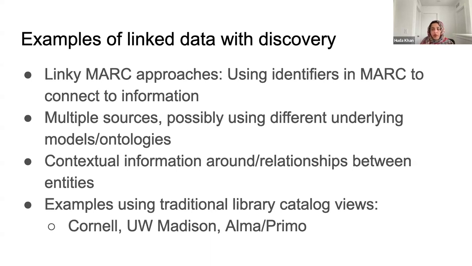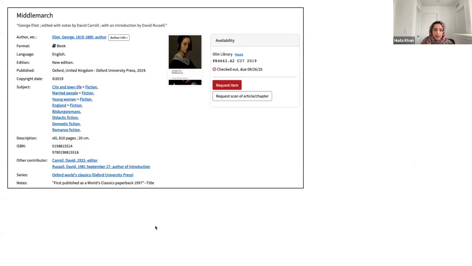Examples of this are library catalogs that use what's called Linky MARC. I don't know how official a term it is, but it is definitely one in use, where the library catalog is still using MARC as its underlying way of modeling information, or one of the fundamental ways it models information. When we bring linked data into these systems, we use identifiers in the MARC so the system knows where to go find additional data from those linked data sources. Examples include the Cornell Library Catalog, University of Wisconsin-Madison, and the Alma Primo author panel or whatever work has been done in that area. There are probably other examples I've not included, so please feel free to add those.